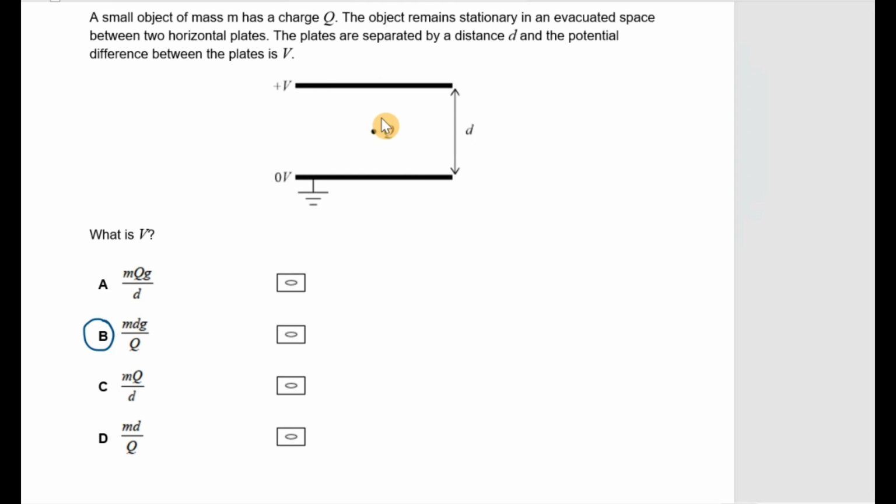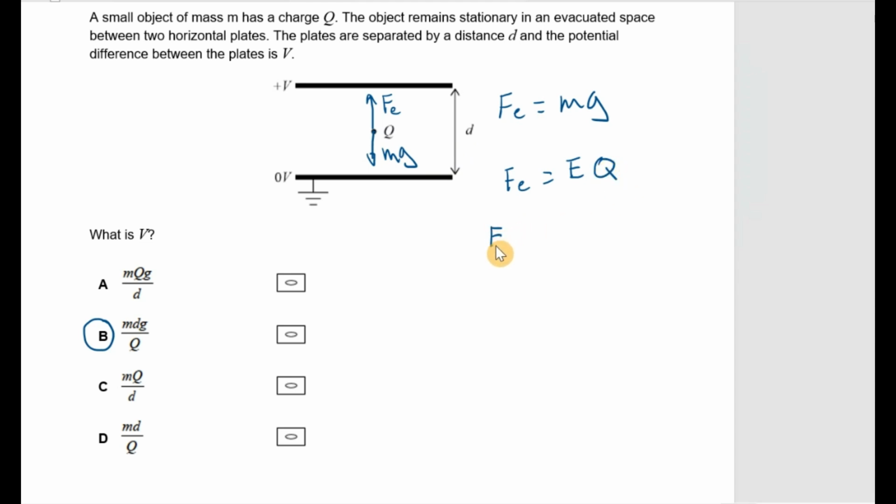So the reason that object is remaining stationary is because there's its weight pulling it downwards, and there's an electrostatic force pulling it upwards, and that electrostatic force must be equal to the weight. So how are we going to find a value for the electrostatic force? Well, the electrostatic force is equal to the field strength multiplied by the charge of the object, which in this case we're given as capital Q.